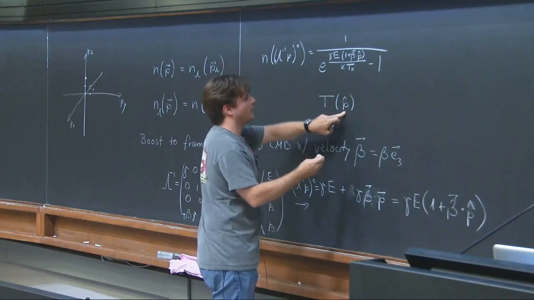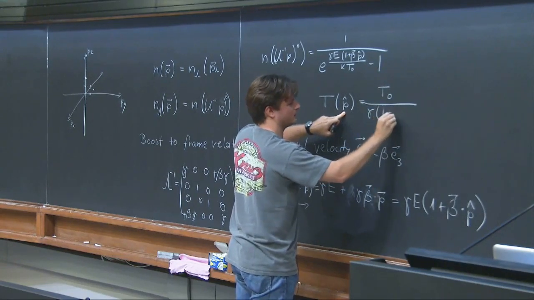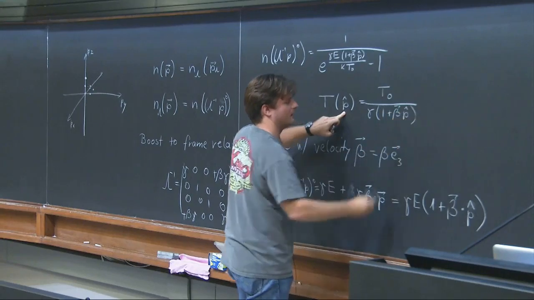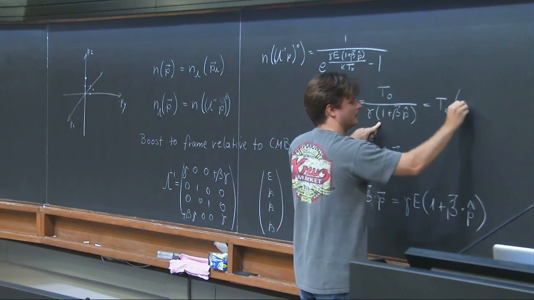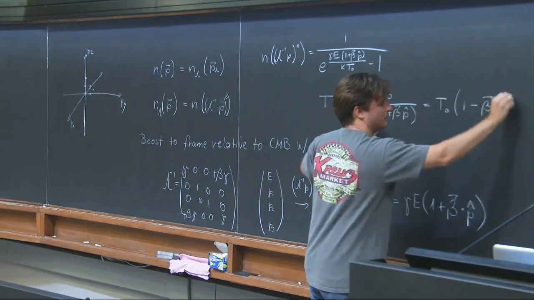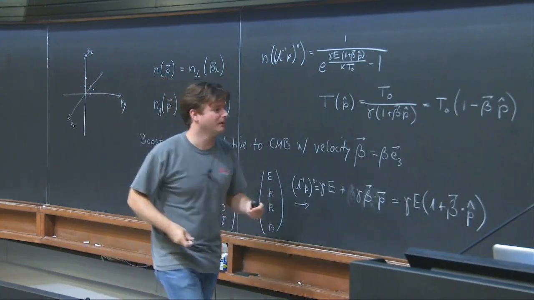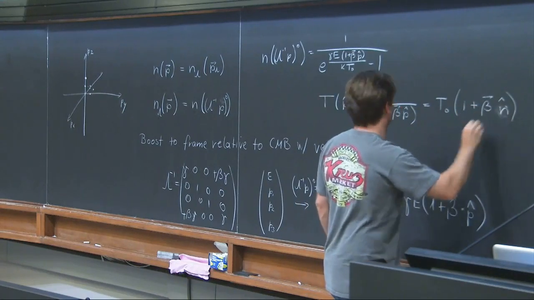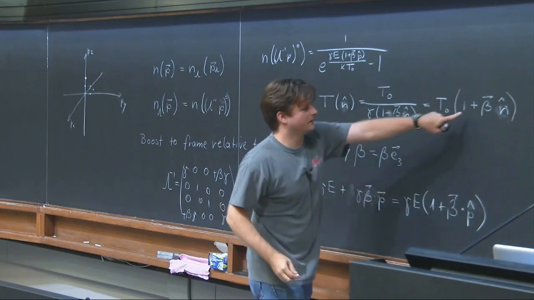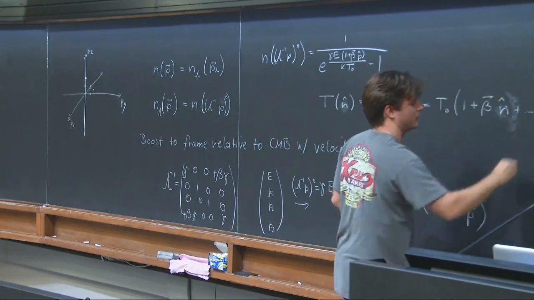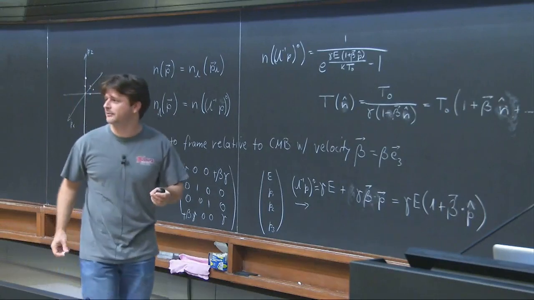This is again the momentum of the photon you're looking at, equal to T_0 divided by gamma times 1 plus beta dot p hat. And then typically you expand this out, so this is T_0 times 1 minus beta dot p hat. This is the momentum of the photon. If you see a photon with momentum in the p hat direction, you're looking in the minus n hat direction. So you get a plus n hat, and this is the temperature as a function of n hat. You see that this gives you a dipole, but there are in principle higher order terms if you just keep going in the expansion. So this is what we have, and hopefully this makes sense to everyone.